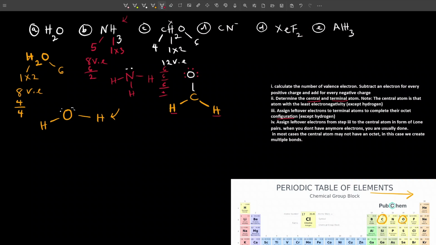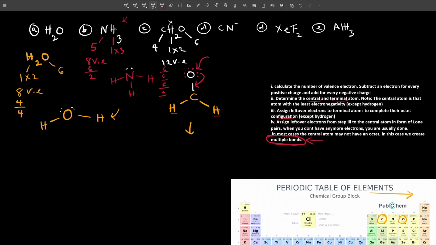Okay, so in most cases, the central atom may not have an octet. In this case, we create what? Multiple bonds. We create multiple bonds. Let me circle that so you can see that as a reference. So what can carbon do? Carbon can look for how to get another electron to form a new bond. You understand? To form a new bond. And the only atom here that is electron sufficient is this oxygen atom, which has lone pairs of electrons. So carbon can take one of the lone pairs of electrons in oxygen and use it to form another bond.